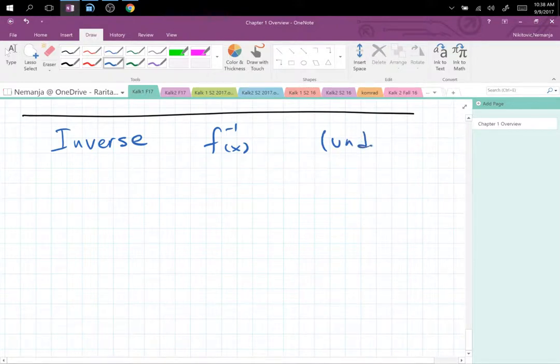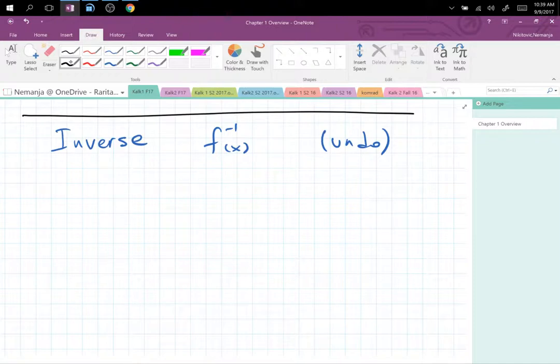The undo, all right? Just as in life, you don't get to undo everything. In mathematics, you don't get to undo every function, every calculation.